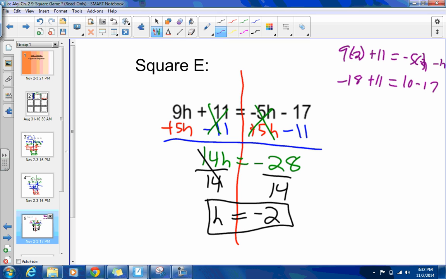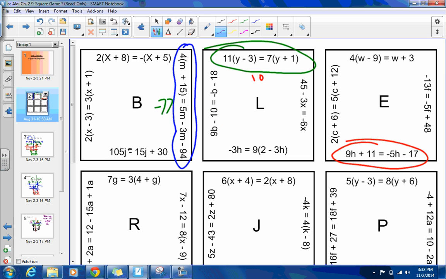If you look on the left, negative 18 plus 11 is going to get you to negative 7. 10 minus 17 is negative 7, so they're the same, so we get a smiley face, because we did it right. So when you plug it back in and check and you see that both sides are still equal and balanced, that means that you got the correct answer. h really is equal to negative 2. So we can put that right here. Negative 2 is our answer.